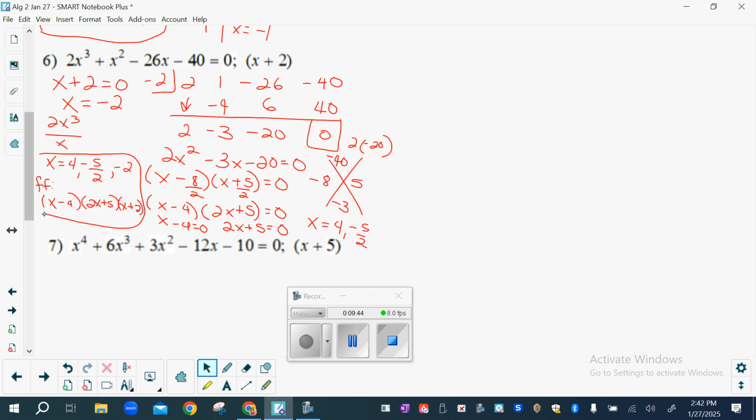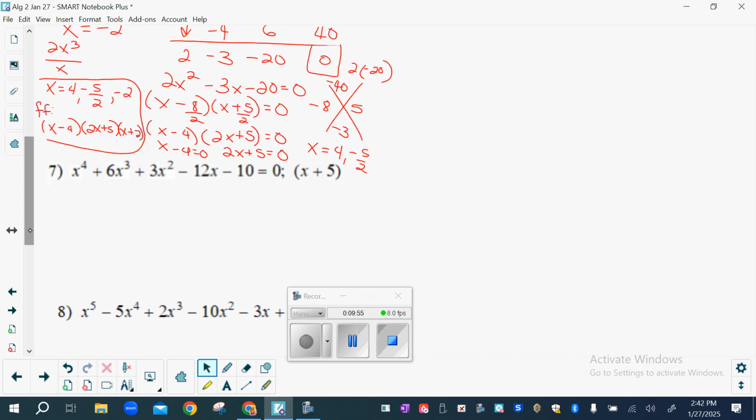What's happening with our signs and our factors? They're different. What's the relationship between these pairs? They're opposites. So notice x minus 4, x is 4. Negative 2, x plus 2. They're opposites there. They'll always be that if you've done that right. Okay, next one.